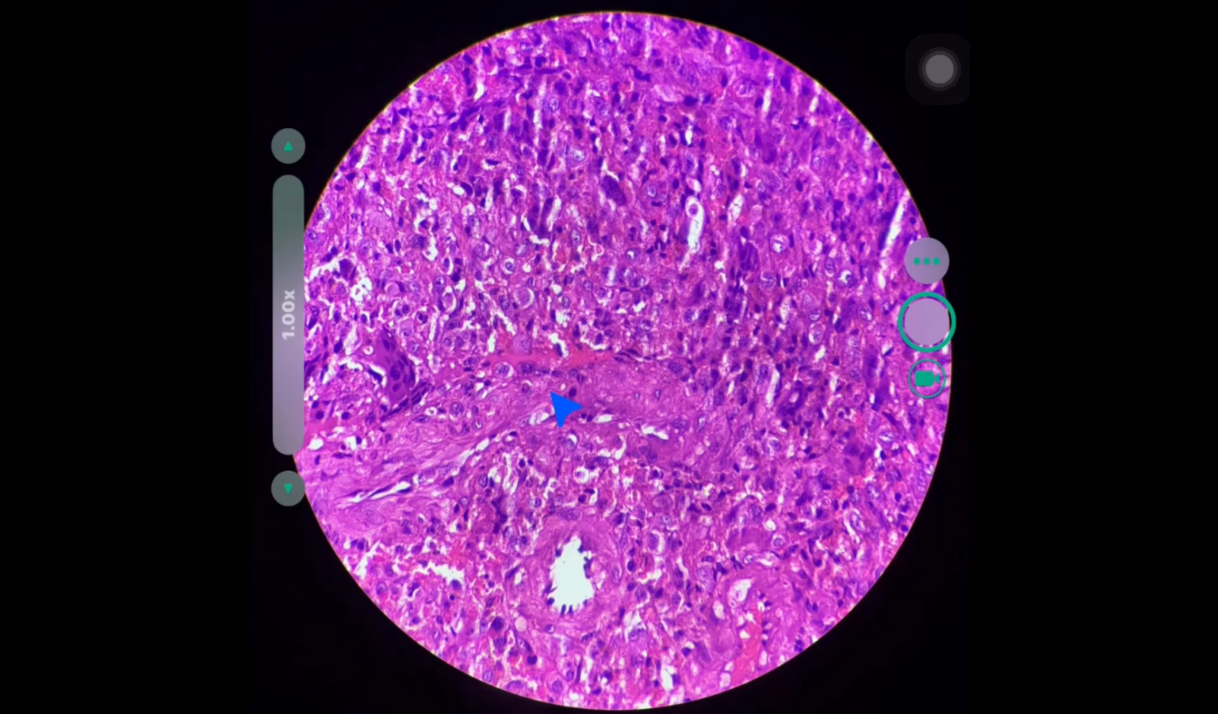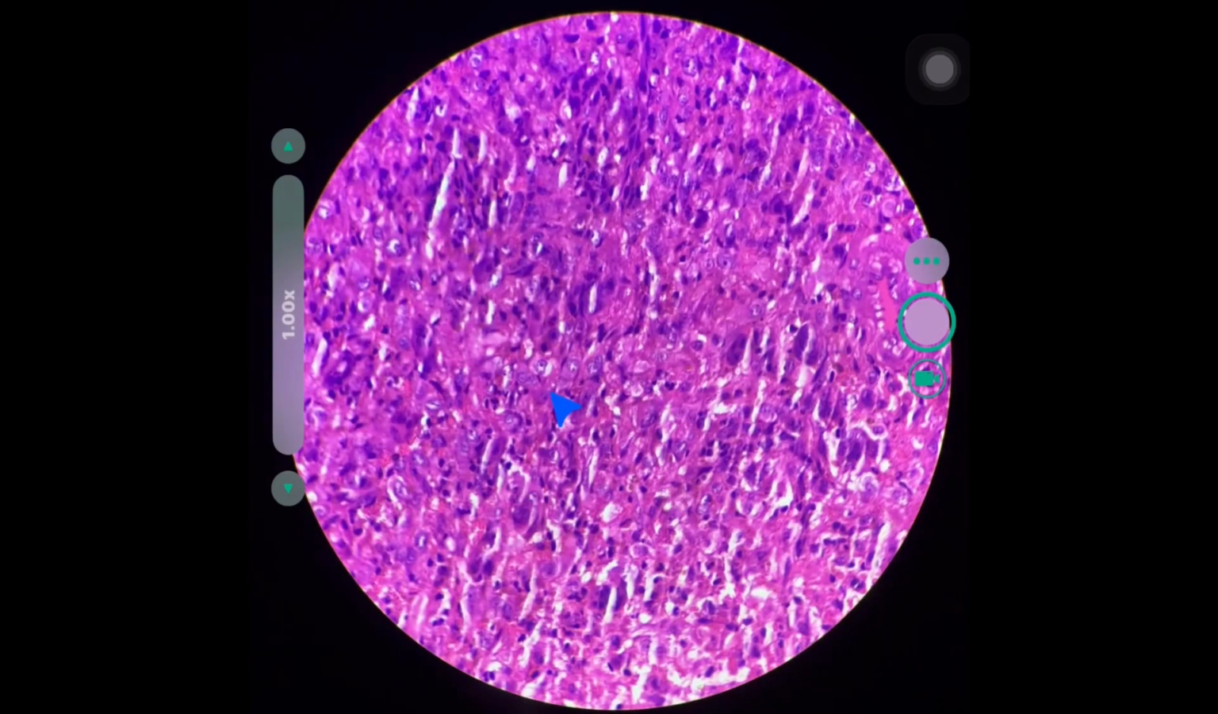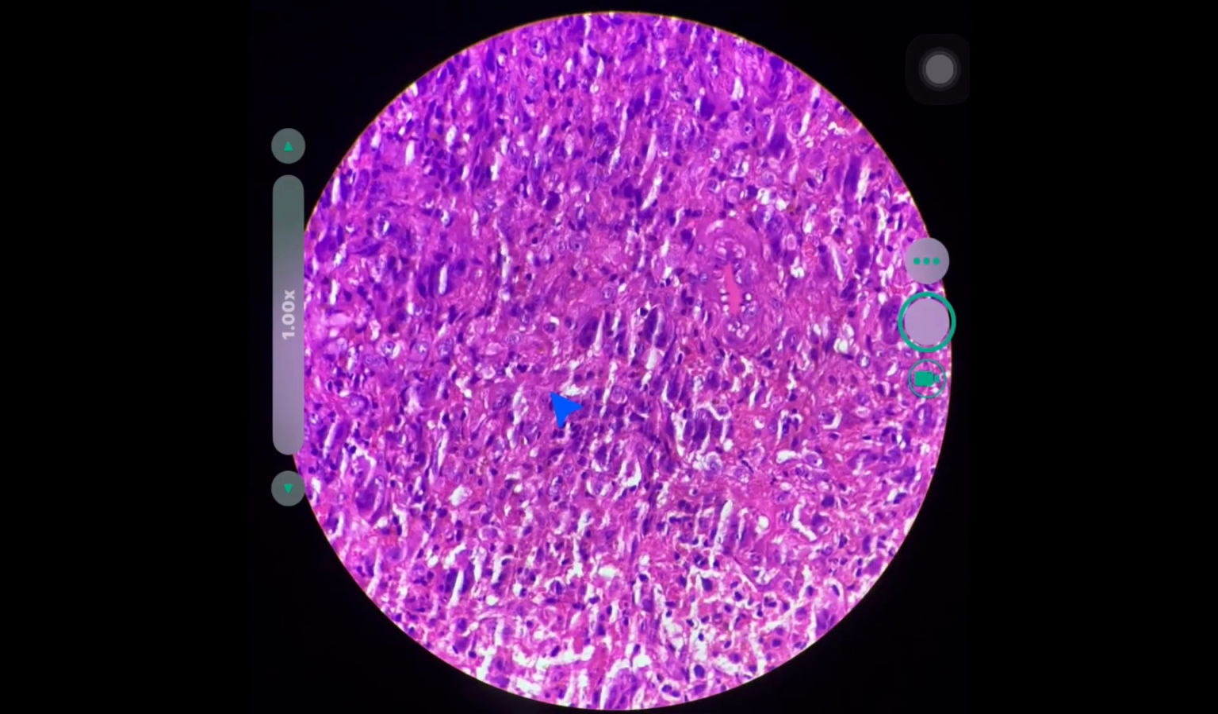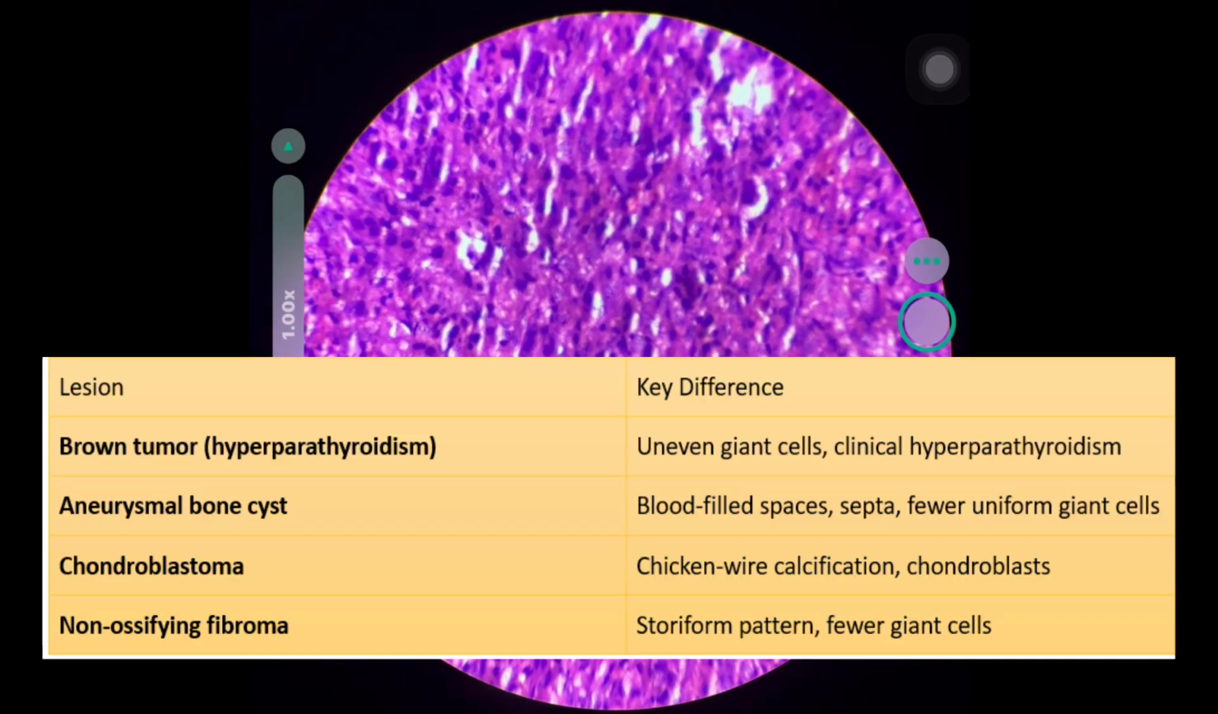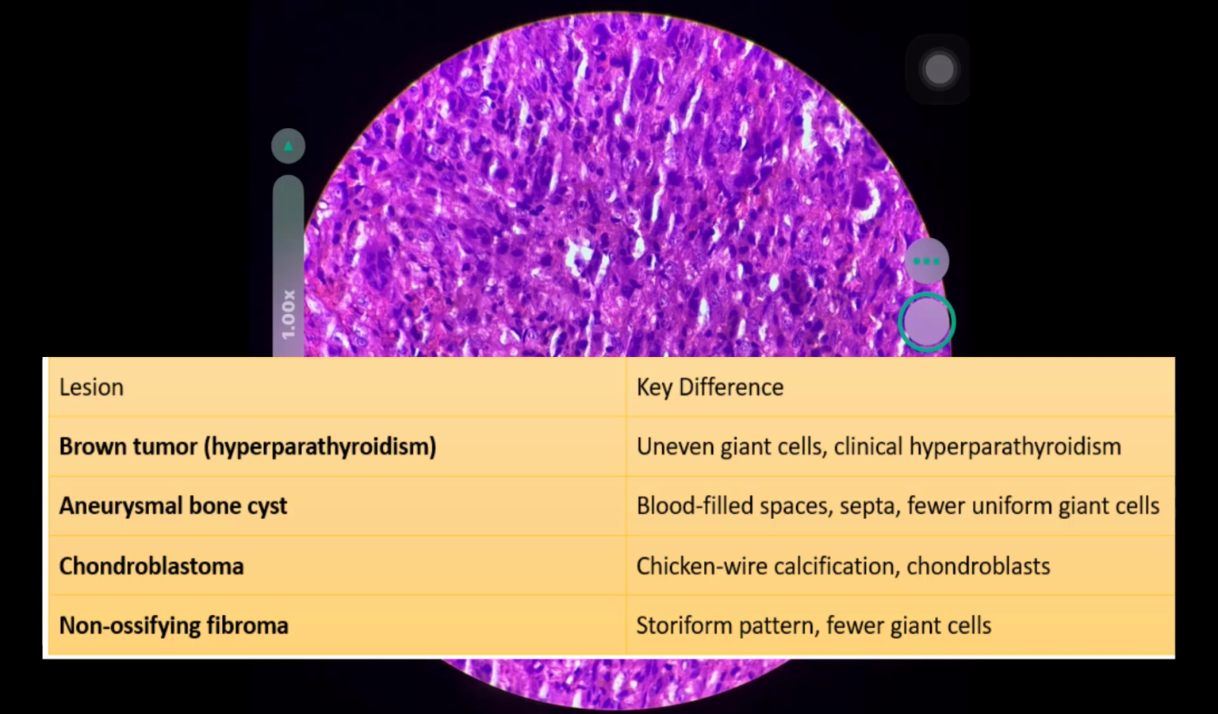The tumor may show bone destruction and sometimes reactive bone formation is minimally present. So now from this microscopy, what are the differential diagnoses? One is brown tumor, which is of hyperparathyroidism origin. Here the key difference is uneven giant cells, and clinically we have to look for hyperparathyroidism. Second is aneurysmal bone cyst. Here the distribution of giant cells is important.